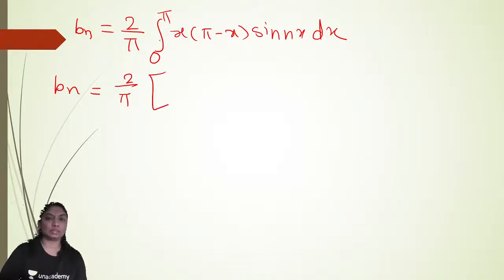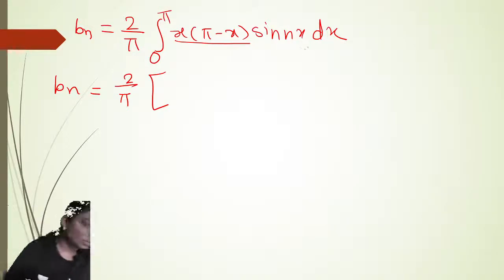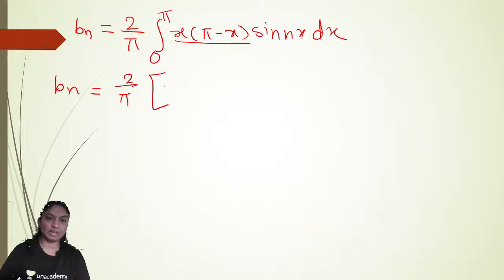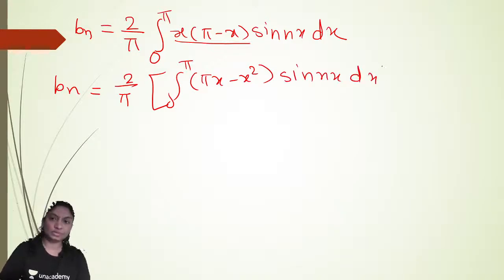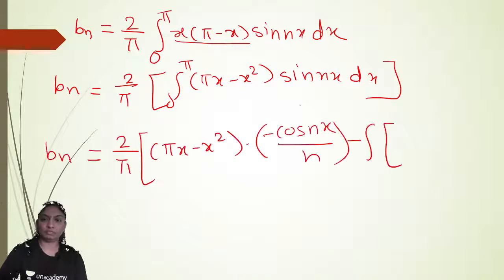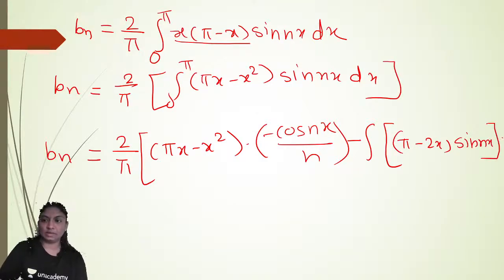Integrate this from 0 to pi, taking the first function x into pi minus x, and sine nx is the second function. So if I integrate multiplying by x in the interval 0 to pi, we get pi x minus x square. Now your integral becomes more simple. Integrate with respect to, what is the derivative of the first? So pi minus 2x into sine nx dx.